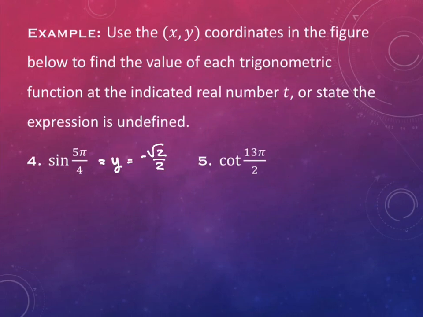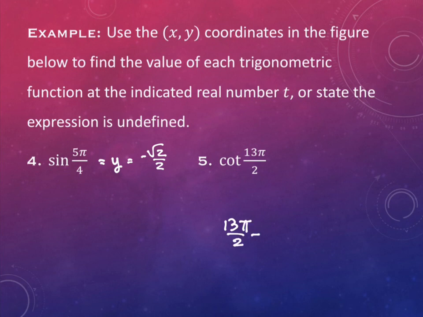Okay, cotangent of 13 pi over 2. Now, this is kind of a problem because there's no 13 pi over 2 on my unit circle, correct? Okay, so we talked about reference angles, right? Do you remember doing that? I think it was in section 3, but it might have been section 2. They start to run together. Yep.